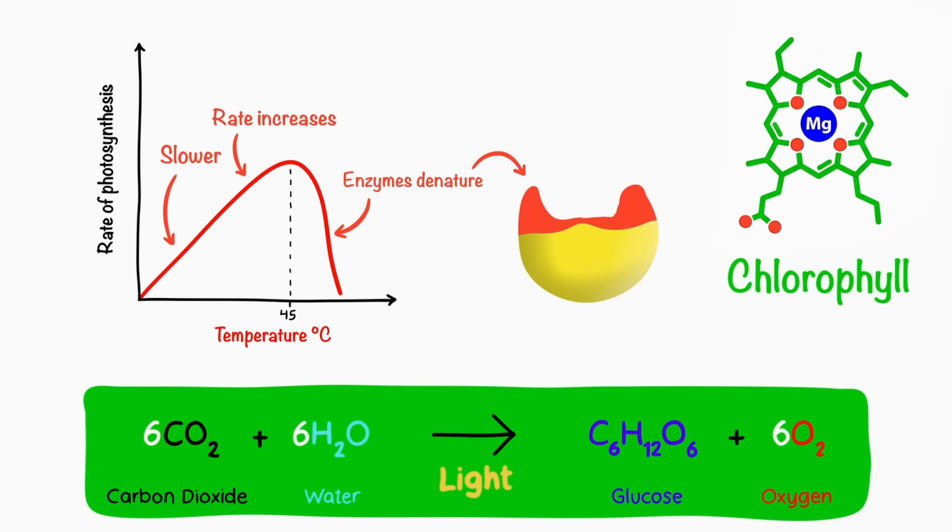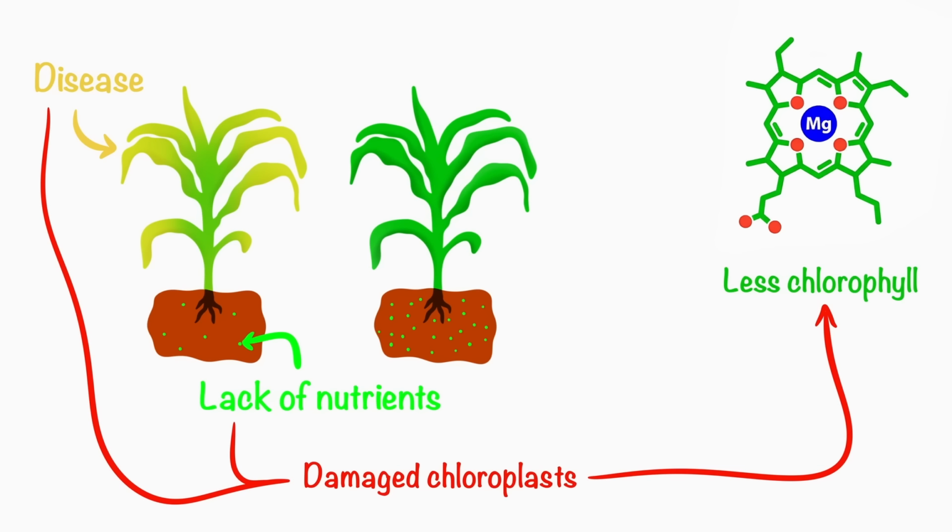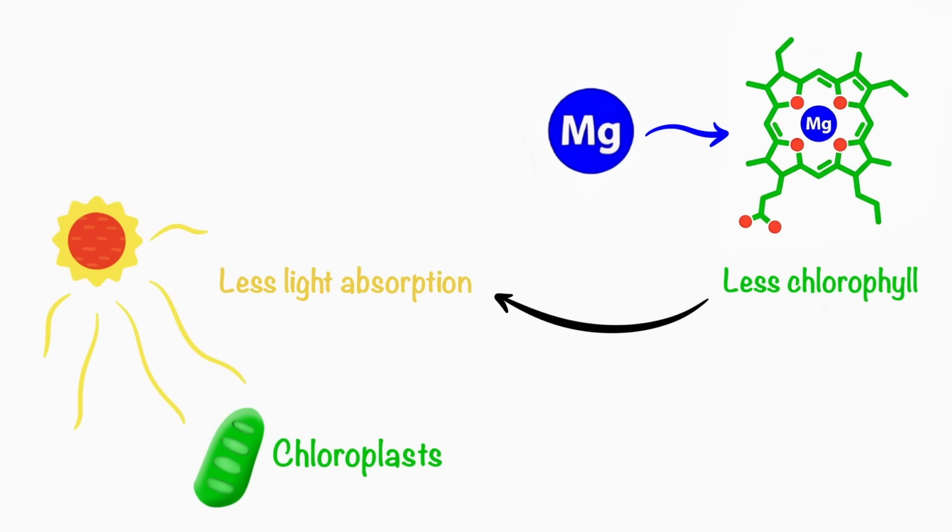The amount of chlorophyll can also limit photosynthesis. If a plant has been affected by disease or lacks nutrients, like magnesium, its chloroplasts may be damaged. Magnesium is needed to make chlorophyll. Without enough chlorophyll, the plant's ability to absorb light decreases, reducing photosynthesis rates.